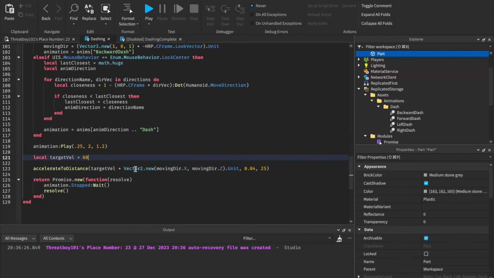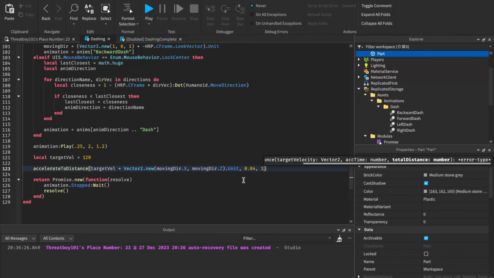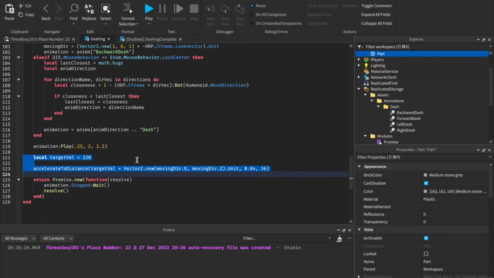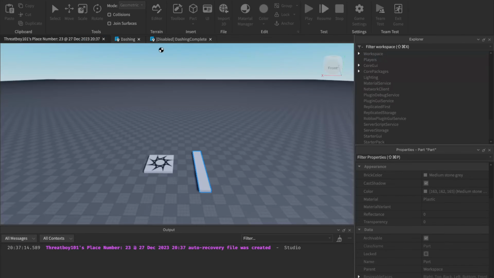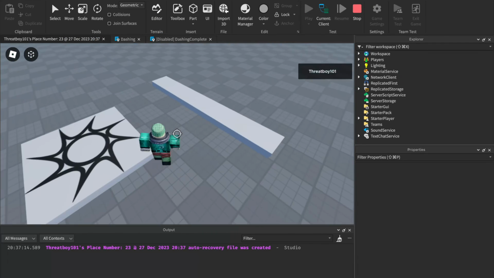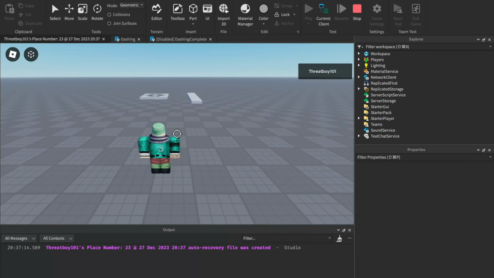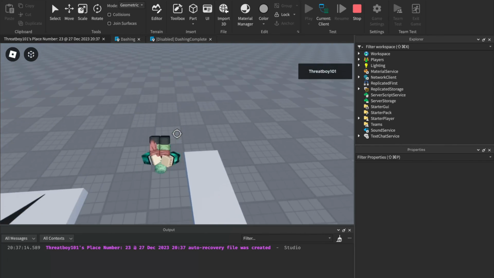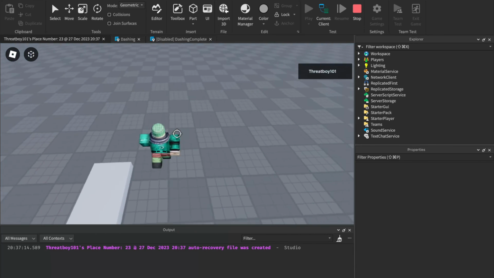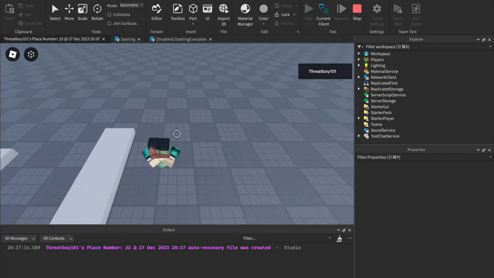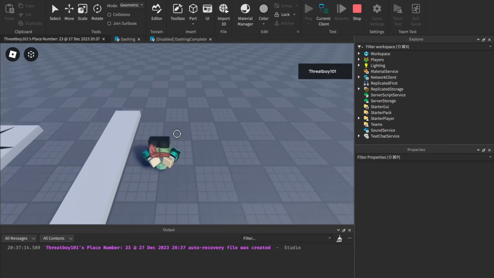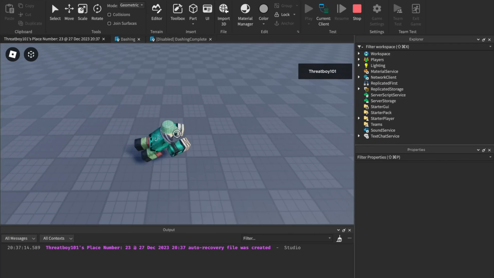Let's say that you want double the acceleration to target velocity. Perhaps you might then want to double the distance that it travels. So you can double both at once. And boom, double the impact, double the distance. It's going 36 units.